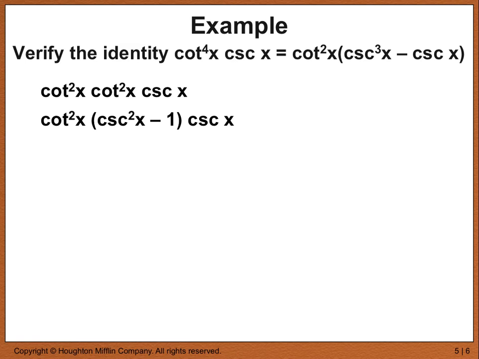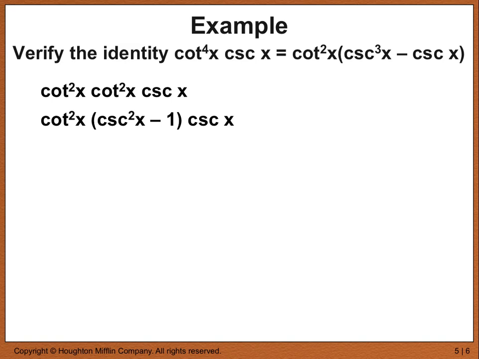Okay, going through the solution now, we can replace that middle cotangent squared x with cosecant squared x minus 1. And we simply get that from the Pythagorean identity of 1 plus cotangent squared x equals cosecant squared x. Therefore, cotangent squared x equals cosecant squared x minus 1. So we replace that middle cotangent squared x with cosecant squared x minus 1.